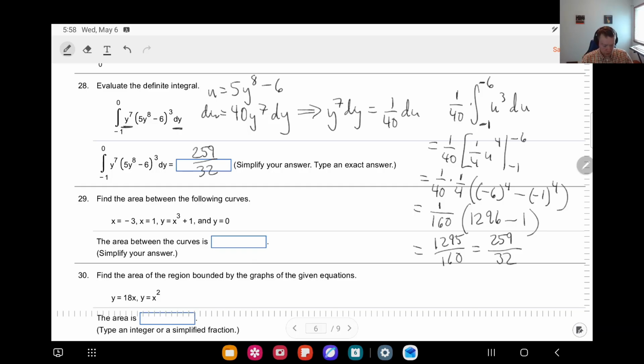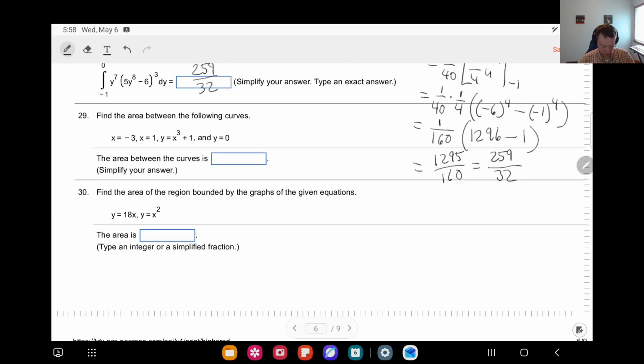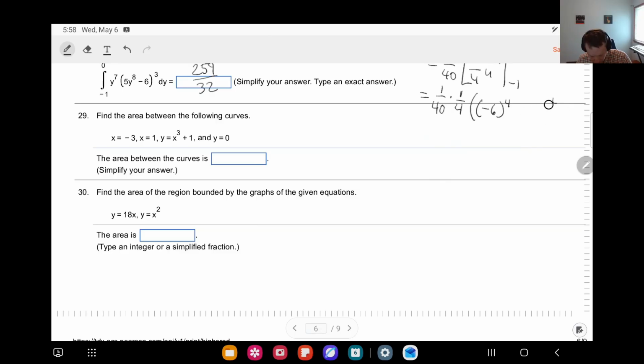All right, we've got 2 problems left. I wasn't sure that I would work through the whole thing, but here we are, home stretch. They're both area between two curves, so that's the recent content. Find the area between the following curves.